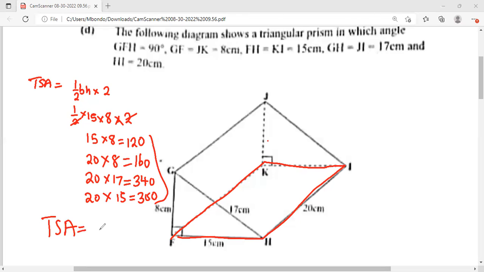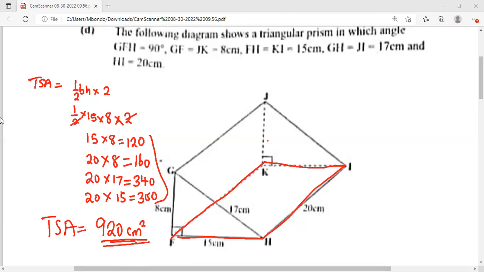So we have 300 plus 300 plus 340 plus 160 plus 120. So this is going to give us 920 centimeters squared. This is what we're going to get here. I hope you get that one.